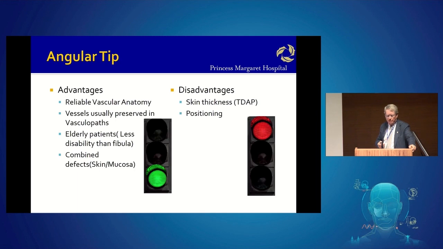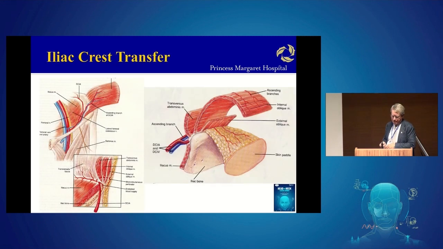So from our perspective, the advantages of the angular tip of scapula are it has a reliable vascular anatomy once you understand it. The vessels are usually preserved even in vasculopaths. It's interesting that that actually happens. In elderly patients, there's very little morbidity. And we've moved away from fibula in elderly patients that need mandible reconstruction because of the issues with their gait. And perfect for combined defects with the creation of chimeric flaps. And skin thickness can be a problem. Positioning can be a challenge, and I'll show you tomorrow how we actually position patients for this flap.